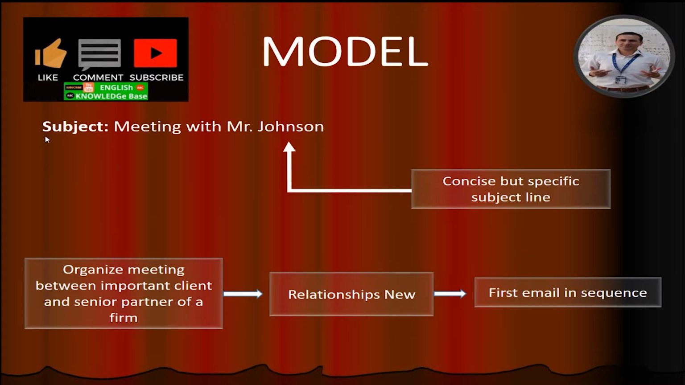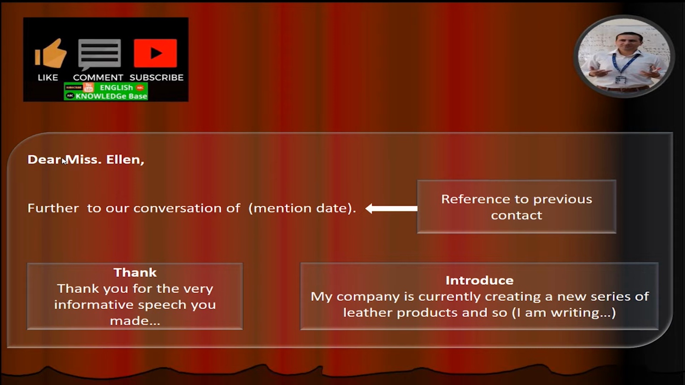Here we have a model, an example. The subject can be meeting with Mr. Johnson, and this subject can be a concise but specific subject line. We can also have some organization, like organizing a meeting between an important client and a senior partner of a firm. This can be a new relationship, and we build a new relationship for the first time, and this is the first email in the sequence. Let's have the salutation.